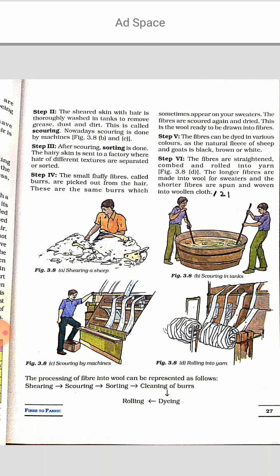Step 5. The fibers can be dyed, means given color. The natural fleece of sheep and goats is black, brown or white. Step 4. The fibers are strengthened, combed and rolled into yarn. So the fibers are made strong and made into yarn. The longer fibers are made into wool for sweaters and the shorter fibers are spun and woven into woolen cloth. So they are changed or converted into woolen cloth.